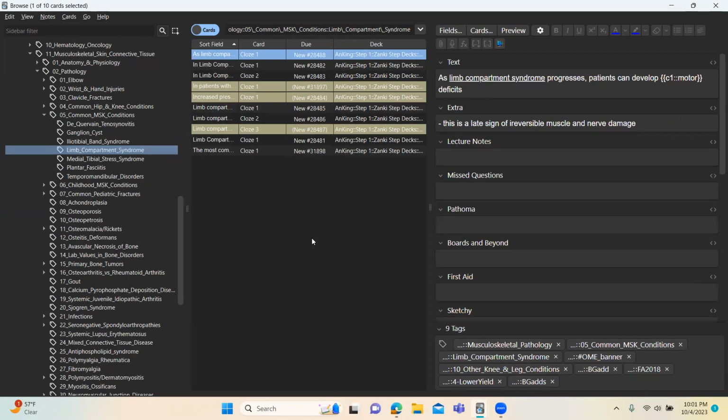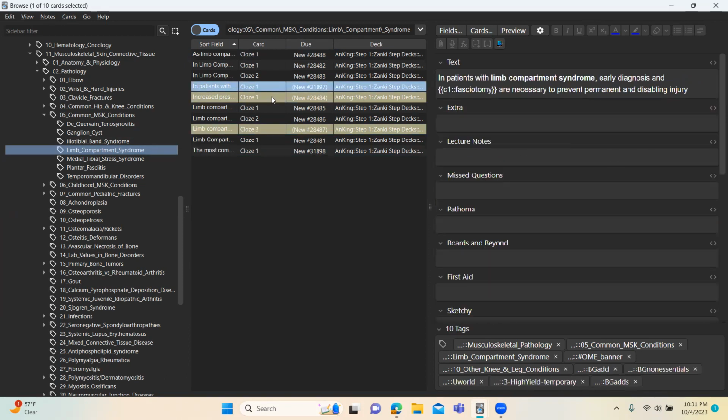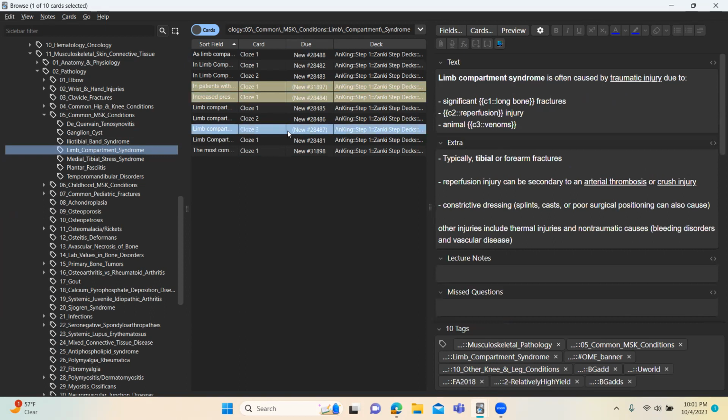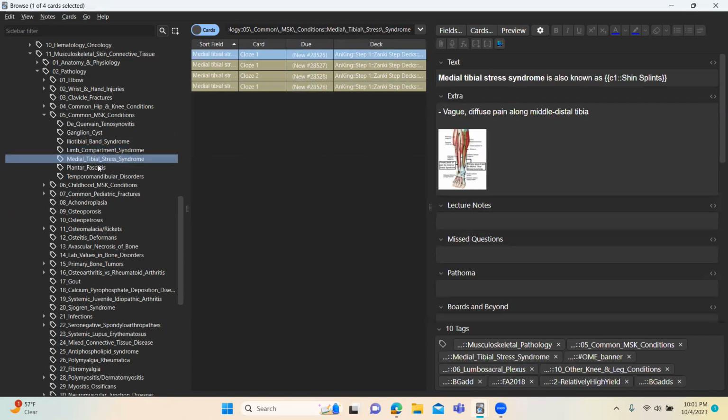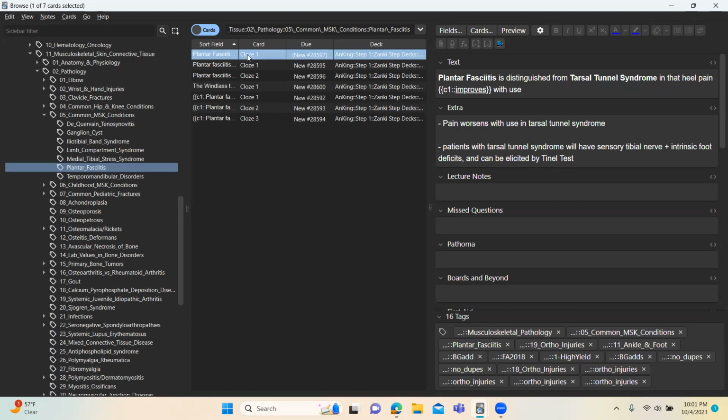Limb compartment syndrome. This was a major one that the orthopedic surgeon wanted us to know. So all of them except for these three, just because these three aren't as necessary, I feel. These three are all the same card. I didn't really care to learn the venous piece, but the reperfusion or the long bone fracture I did. None of those. Plantar fasciitis, all of them except the first one, because I just don't really care about tarsal tunnel syndrome at the moment, at least.